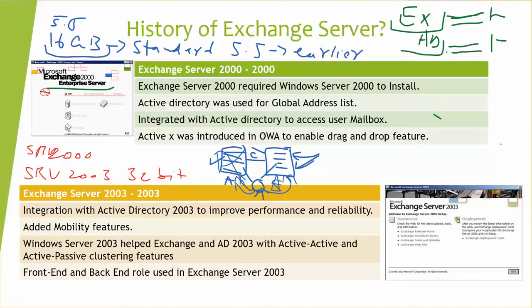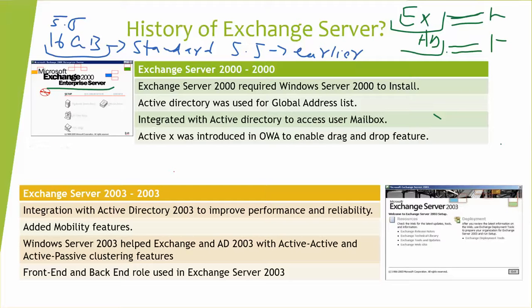With Exchange Server 2003 Standard Edition, the maximum database size that we can have is like 75 GB. So let me just write it in here, so that's gonna be easier for you. With the standard version of Exchange Server 2003, it's gonna be 75 GB of database size, and with Enterprise Edition, it's gonna be 16 TB of database size. So this is one thing to know.